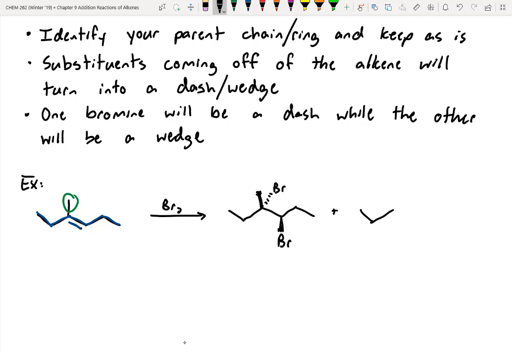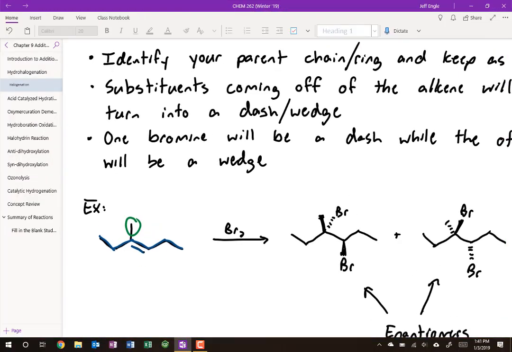And you could show the other product, where maybe instead of that methyl group being in that wedge position, you show it as a dash. The bromine will be a wedge on that position, which means the bromine over here will be a dash. And again, what's the relationship between these? Enantiomers. So what you can do instead of drawing both enantiomers is just draw one and write plus En if that's easier for you. So you can use that trick to kind of speed up the process sometimes. Does that make sense?